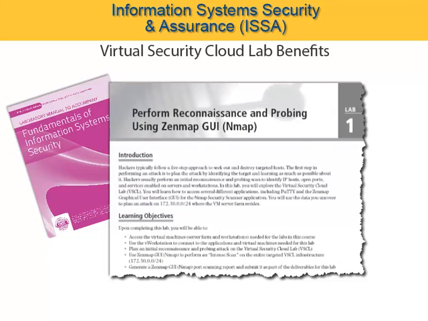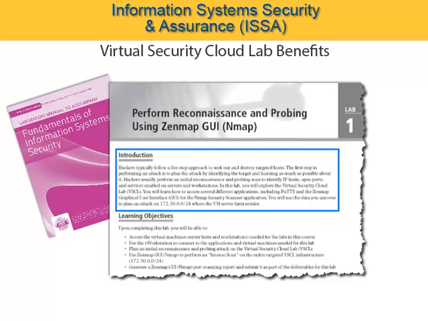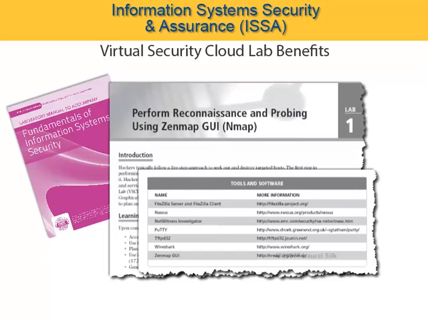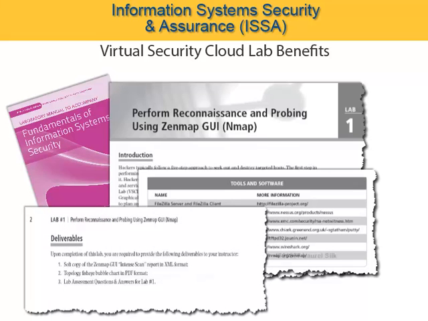Every lab begins with the title of the lab at the top, followed by an introductory paragraph of 4 to 6 sentences, explaining the rationale of this lab, in this case, why I am performing a reconnaissance and probing using ZenMap GUI. The learning objectives are always provided to the student. We also list the tools and software students will encounter. And finally, the deliverables are described. These are items students must come out with and hand in to the instructor to demonstrate they have done the work required in the lab.